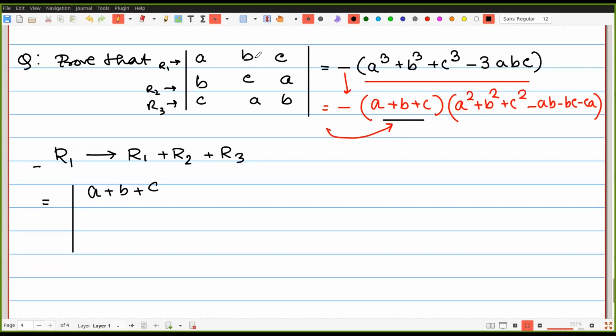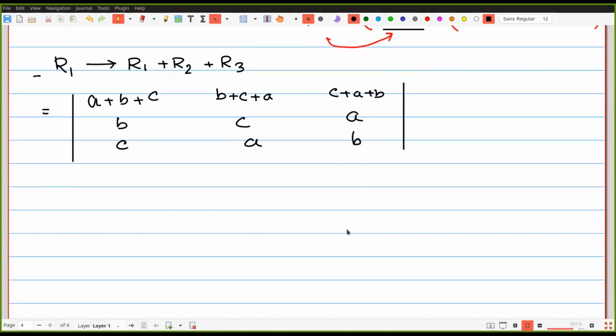Second column, b, c, a. So that means b plus c plus a, that is also a plus b plus c. In the third, c plus a plus b, that is also a plus b plus c. And the rest, row 2 and row 3, remain the same: b, c, a, c, a, b. Now, whatever we can take common, we can take common as a plus b plus c. So the determinant is now 1, 1, 1, b, c, a, c, a, b.